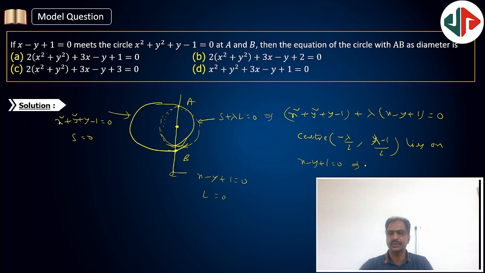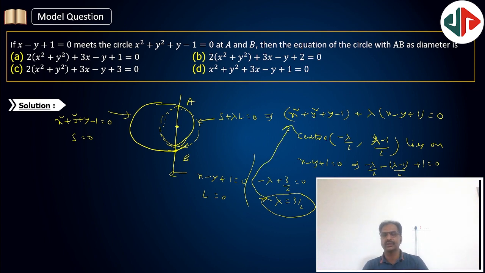So substitute this: minus lambda by 2 minus of lambda minus 1 by 2 plus 1 is equal to 0. Now simplify that. Minus lambda by 2 minus lambda by 2 minus lambda plus 3 by 2 is equal to 0, or lambda is equal to 3 by 2. Now substitute this value of lambda here. That gives the required equation. Option A.